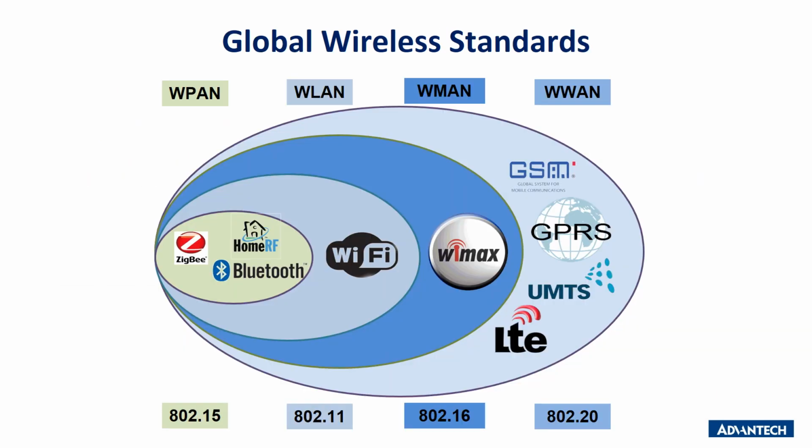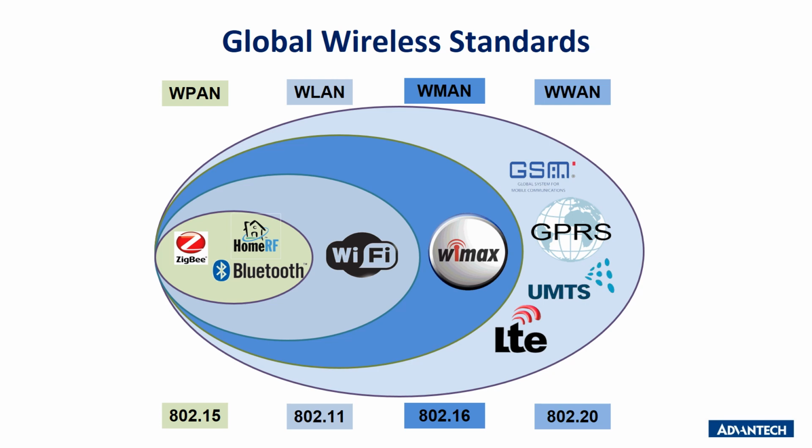According to the wireless transmission distance, we can separate these into WPAN, WLAN, WMAN, and WWAN. Wireless personal area network, we have Zigbee, RF, and Bluetooth. Their transmission distance is less than 30 meters. Wireless local area network, we have Wi-Fi. It provides long distances and stronger signals to help transfer data faster.